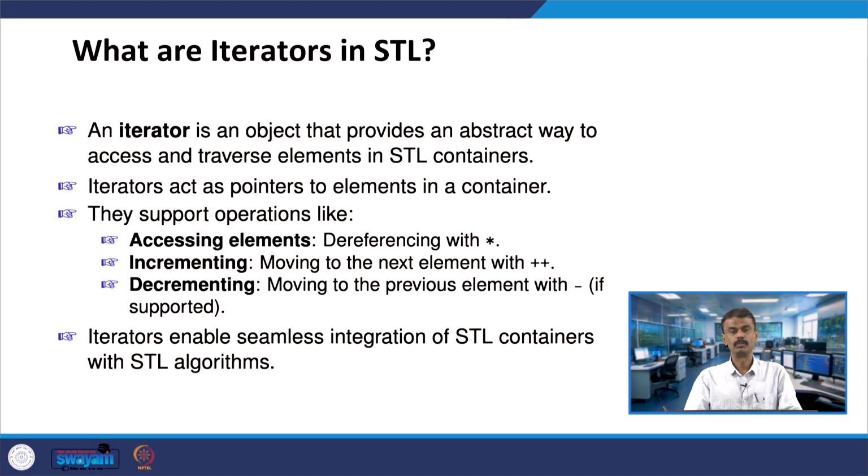So, now the next concept, iterators in STL. What do you mean by iterators in STL? An iterator is nothing but an object that gives an abstract way to access and traverse elements in STL containers. So, we can access and traverse with the help of iterators. This is nothing but pointers, equivalent to pointers or acting like pointers to elements in the container.